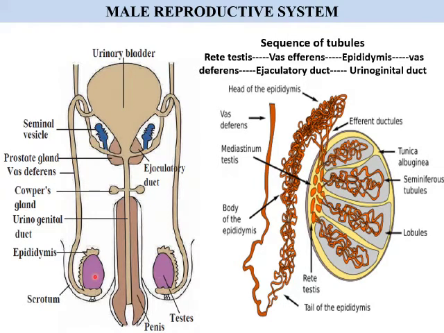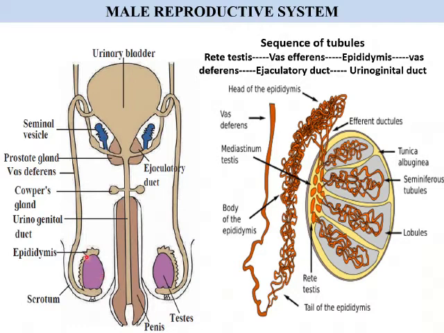The testes are placed outside the abdominal cavity in an area called the scrotum. This is because for the production of sperms, a temperature less than the body temperature is required. So that is why they are placed in the scrotum, where the temperature is slightly less, and so it facilitates the formation of sperms.